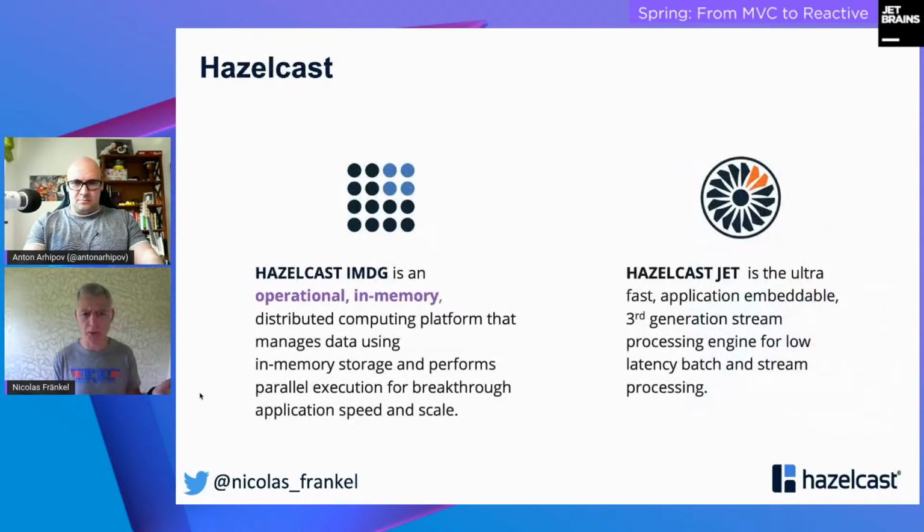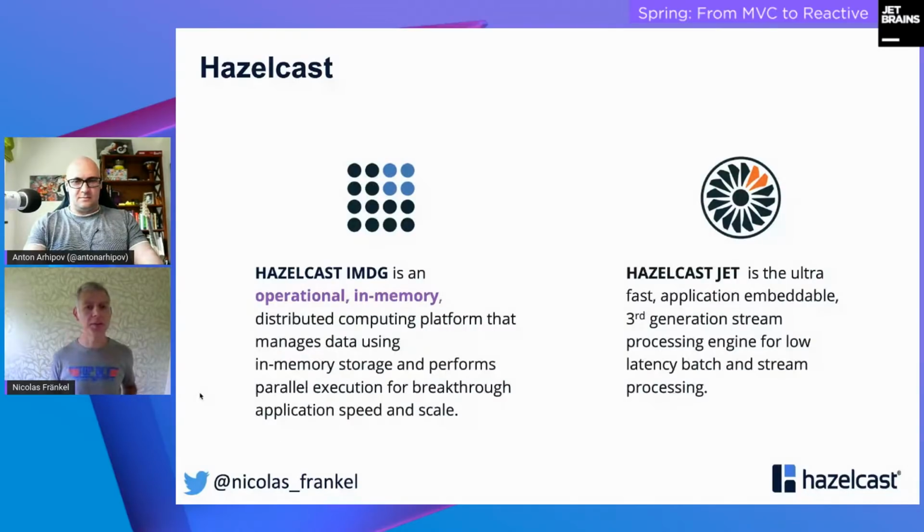I work for a company called Hazelcast. You might have heard about Hazelcast if you are working on a JVM. On one side, we have an in-memory data grid. You can think of an in-memory data grid as distributed data structures, such as maps, for example. The other one is an in-memory stream processing engine, which is called Hazelcast Jet, but I won't talk about it today.